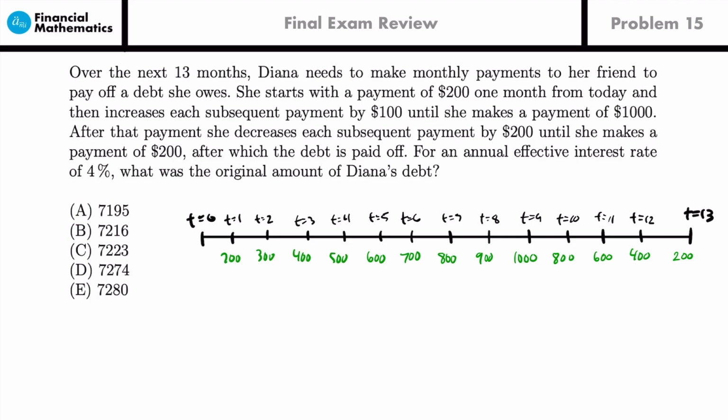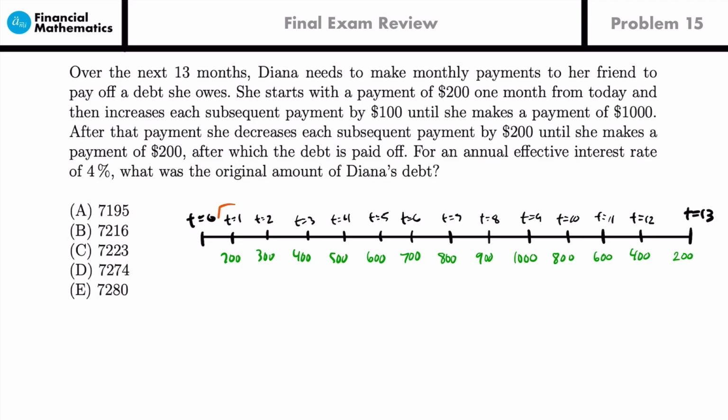We have an arithmetic increasing annuity and an arithmetic decreasing annuity, right? We're increasing by $100 every period until time 9, and then we're decreasing by $200 until time 13. So these are arithmetic progressions. They're not geometric progressions because we're increasing and decreasing by set amounts, not percentages. And so what I recommend that we do here is actually split up these payments into those two streams of increasing and decreasing arithmetic annuities.